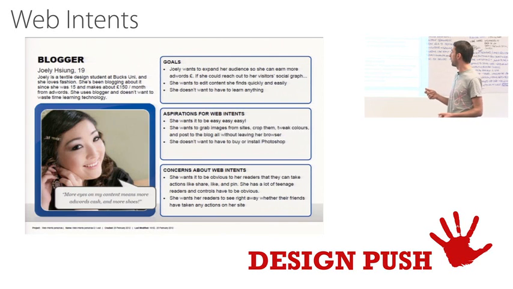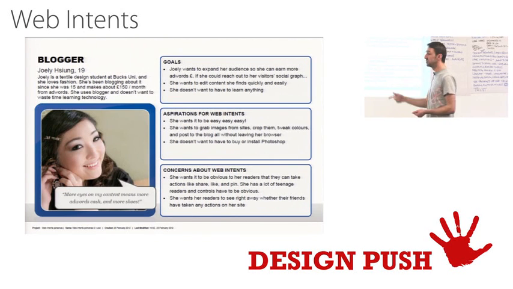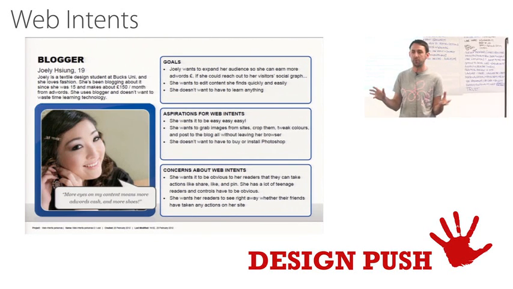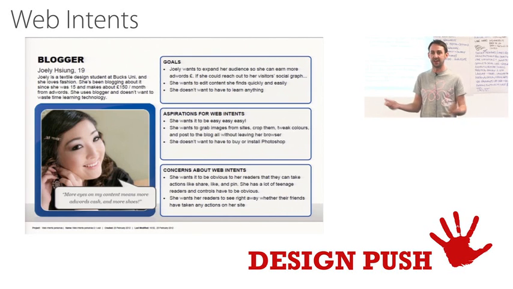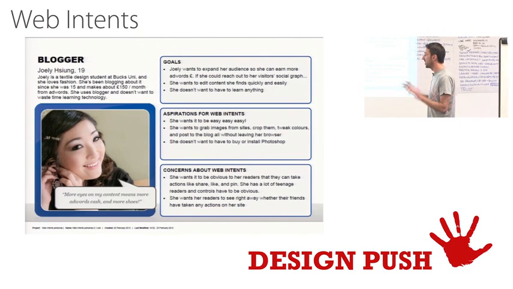Her aspirations for Web Intents, well, she wants it to be as easy as possible. She wants to be able to grab images from sites that she surfs around, crop them, tweak the colours, and post them to her blog without having to think about anything else. She wants it to be really snappy. She doesn't want to have to buy or install Photoshop, or spend money. She doesn't have that kind of cash. She's a student. So yeah, just as simple as possible.